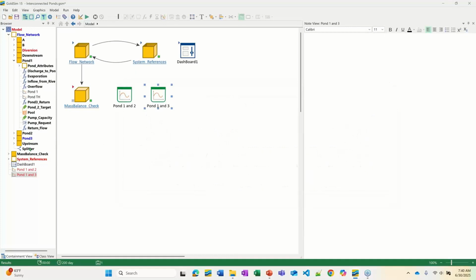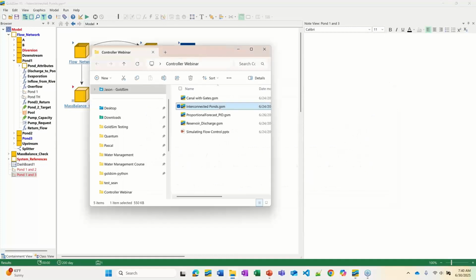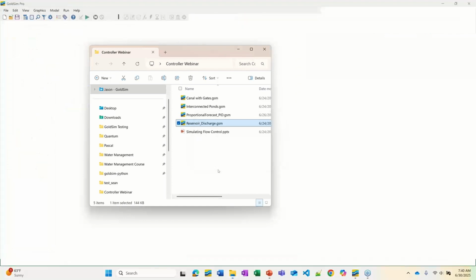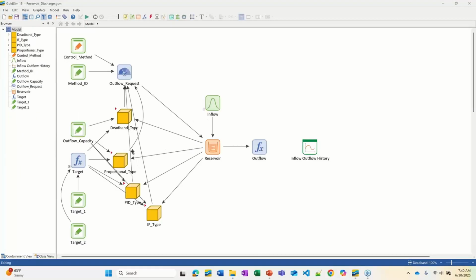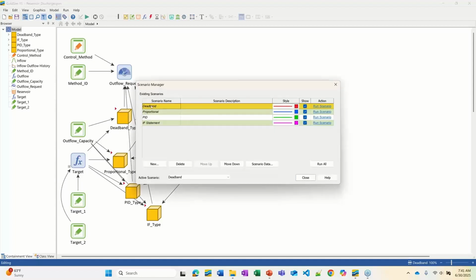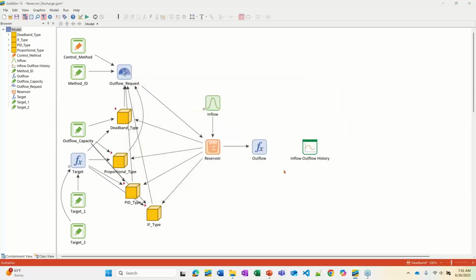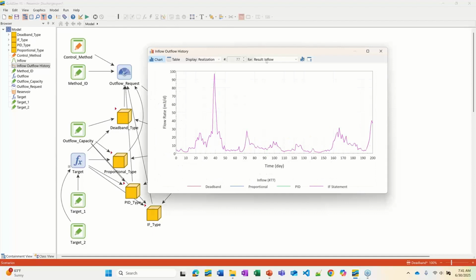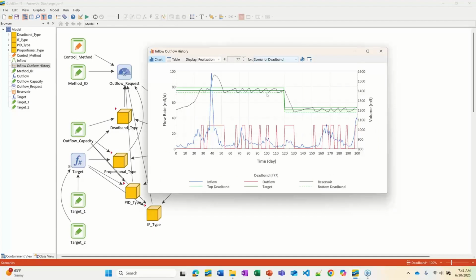Okay, so another example that I want to show is, let's see, let's look at this one. So this model compares 4 different types of controllers, and I do that with the scenario manager. So here are my 4 different controllers. If I run all, close, then look at a chart, and I'll just go to one scenario at a time.